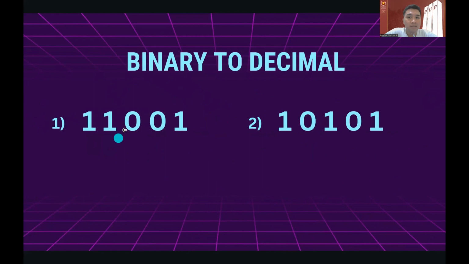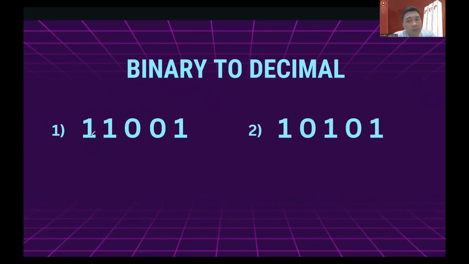Converting binary to decimal. So I have here sample number 1 and 2. In sample number 1, I just put 11001. And to make it decimal, we will just start in the right-most number. So here we're going to start here. I will just put 1 and we will double it. 1, 2, double natin yung 2 is 4. Double ng 4 is 8. And yung double ng 8 is 16.